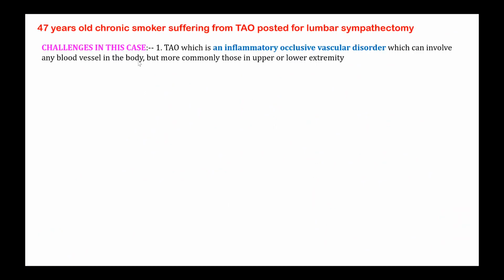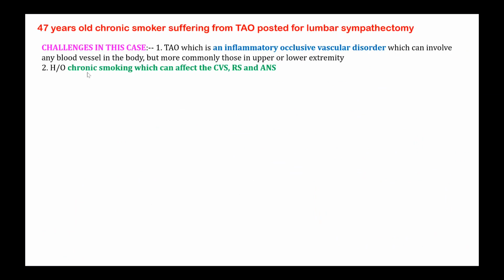So, chronic smoker posted for that. Again, the challenges in this case: TAO is an inflammatory occlusive vascular disease. It may be present in the upper or lower extremity. And another challenge is that these people are chronic smokers.